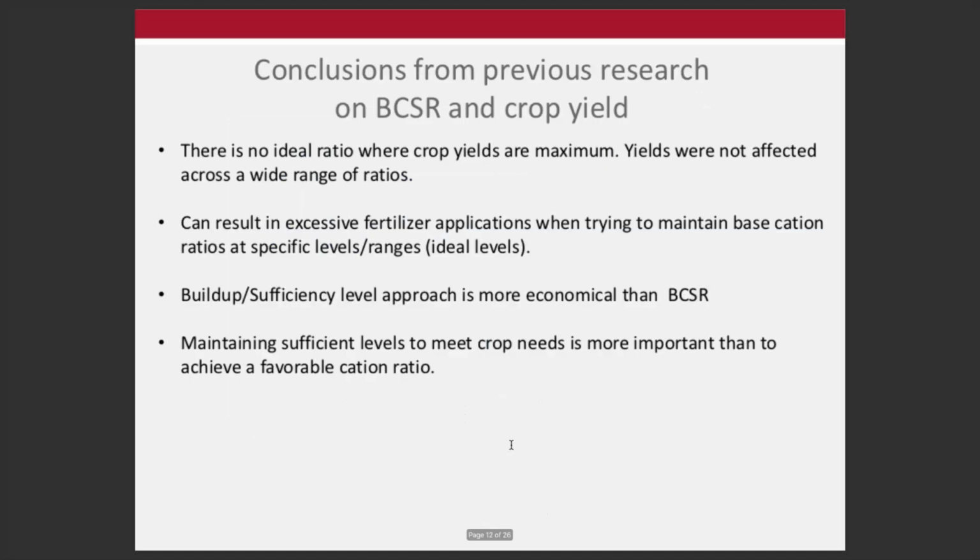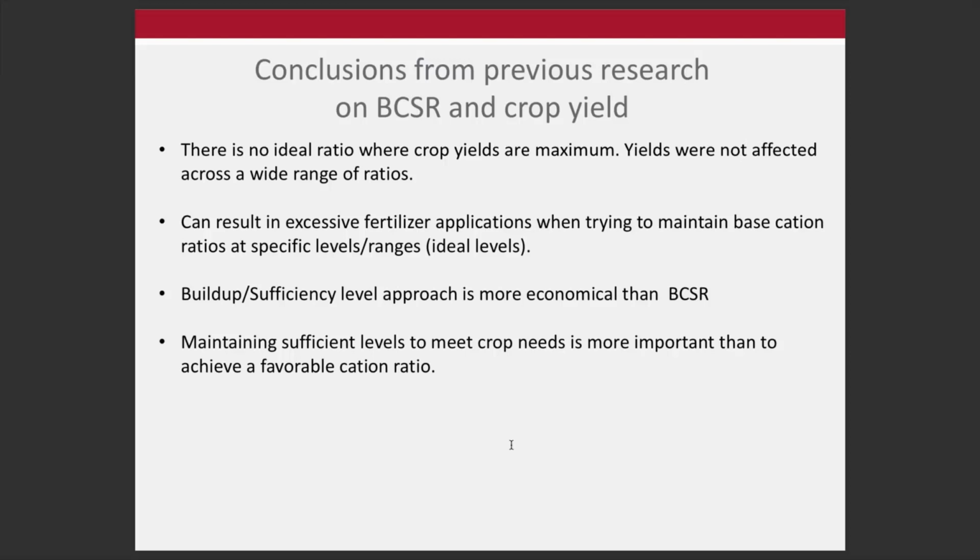So, anyways, if we're applying a lot of calcium, we can spend a lot of money doing that and not have that provide essentially a good return on investment. So, sufficiency or build-up and maintenance approach is much more economical than BCSR, and we should manage nutrients on an individual basis and not think of ratios of one versus the other. So this is kind of the take-home from those limited number of studies. Okay.